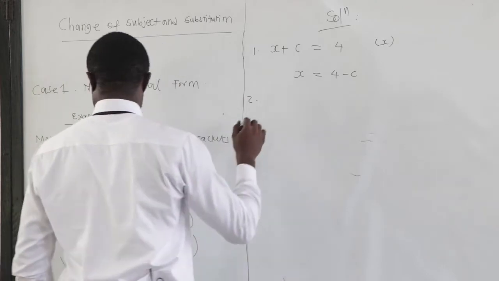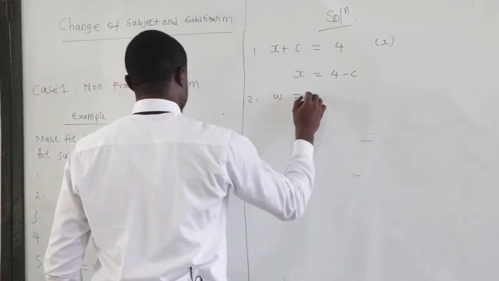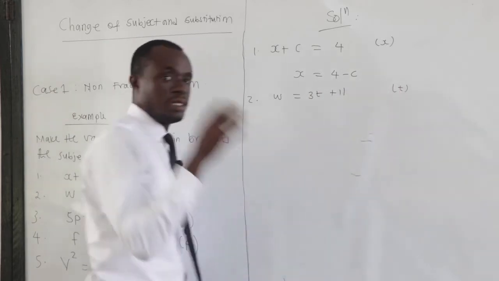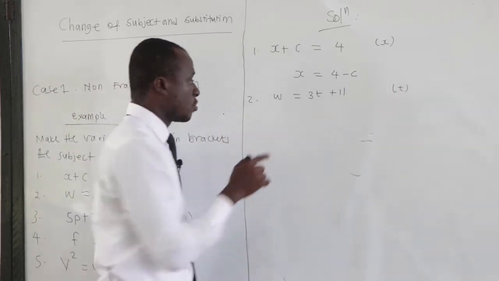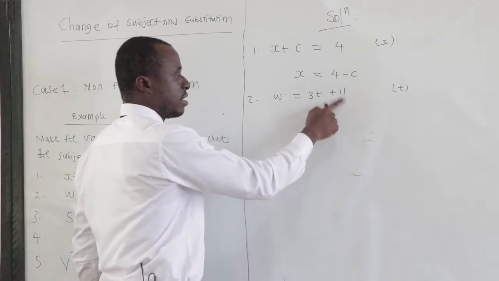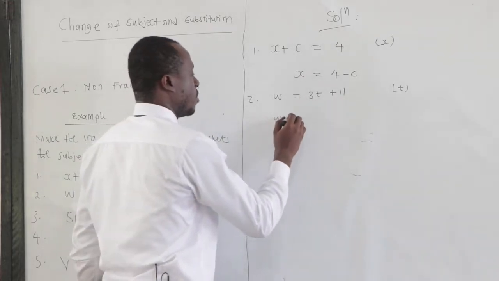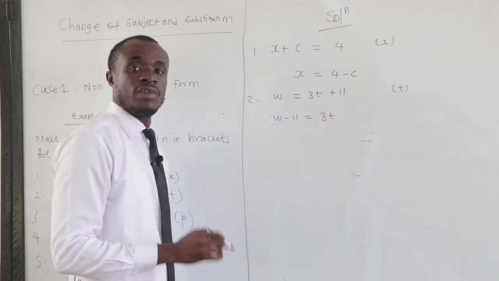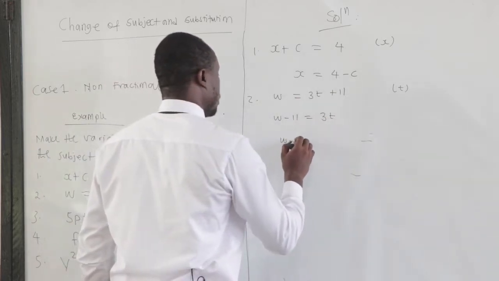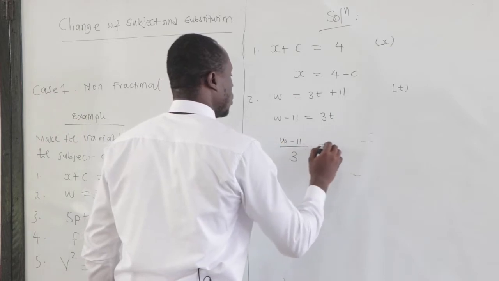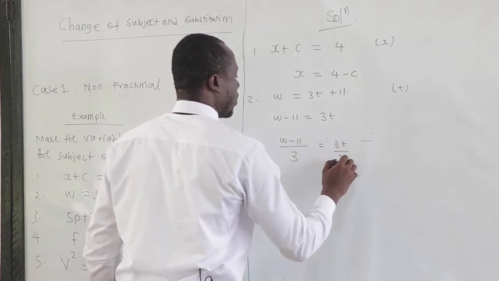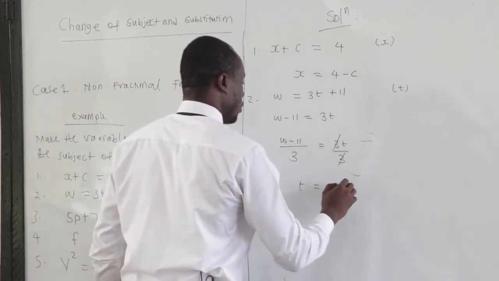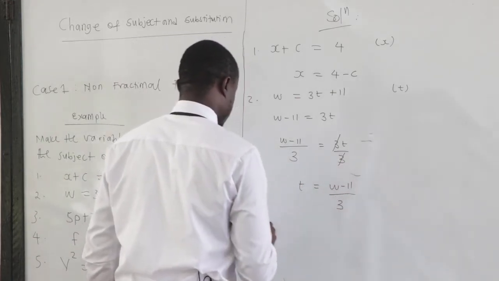Now the second one, we have w equal to 3t plus 11. We want to make t the subject, we want to make the t stand on its own. So what can we do? The positive 11 has to move to this side. We have w minus 11 equal to 3t. We want to make t the subject, so we divide by 3. So we have w minus 11 over 3 equal to 3t all over 3. This will cancel the 3, so we have t equal to w minus 11 all over 3.